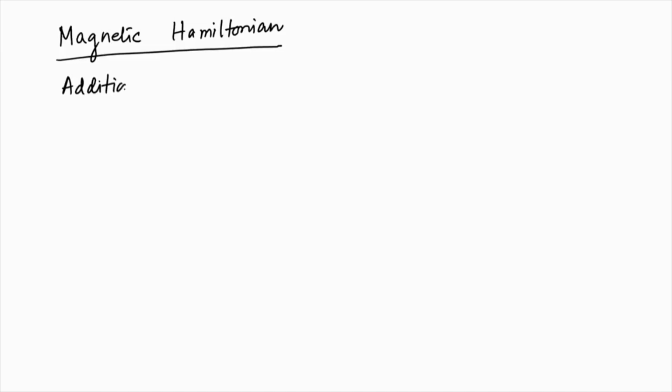So, we want to study the magnetic Hamiltonian, and a derivation of a magnetic Hamiltonian would require that we know the addition of spins, or say the addition of two spins, and these are spin half particles. So, we have two spin half particles, and we will see how one actually adds the spin vectors.